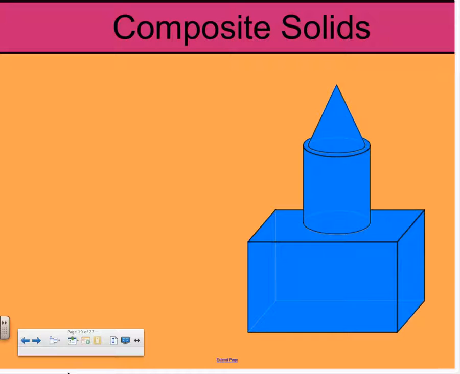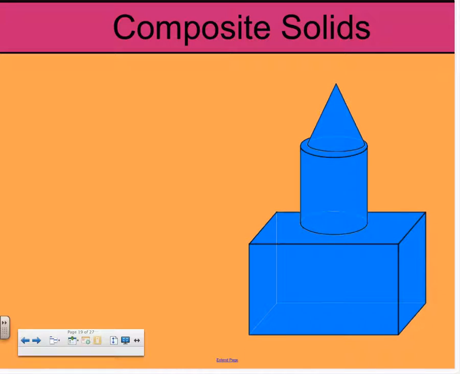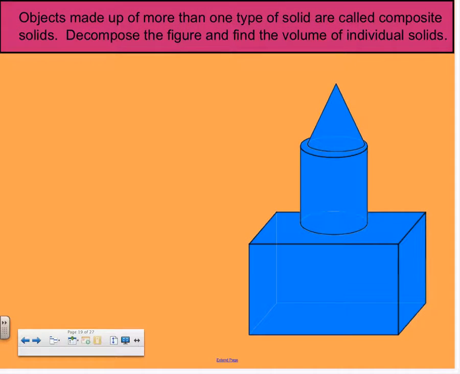So this would be an example of a composite solid. As you can see, we have three different shapes. We have a cone, a cylinder, and then down here would be a rectangular prism. Now, how do we find the volume of a composite solid? Well, objects made up of more than one type of solid are called composite solids. So we need to decompose the figure and find the volume of the individual solids.